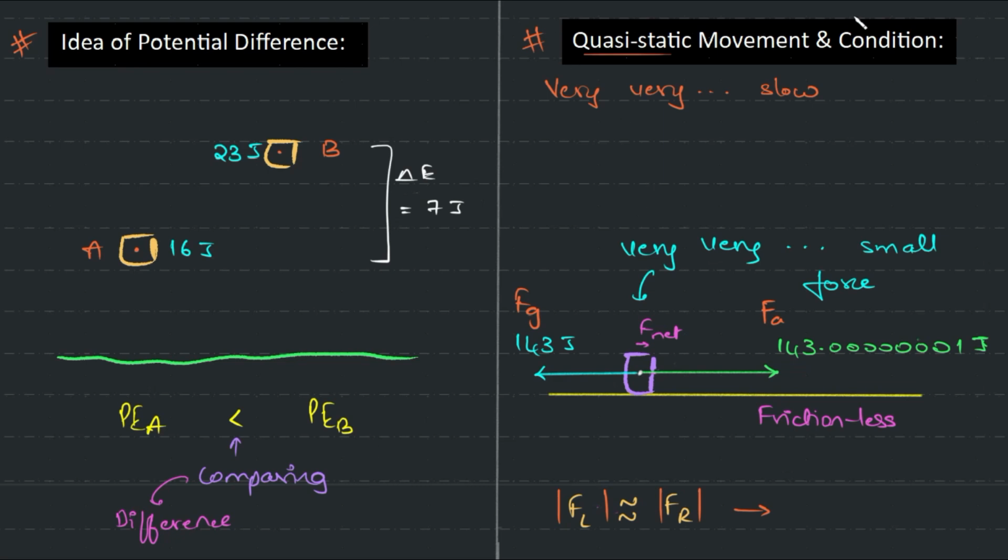So one more word, and the condition associated with it, is something that we need to learn. Quasi-static. Quasi means very, very small. Static means stationary. Quasi means almost stationary. And the condition is that the net force should be almost zero. There should be an equal and opposite force, almost equal and opposite force.